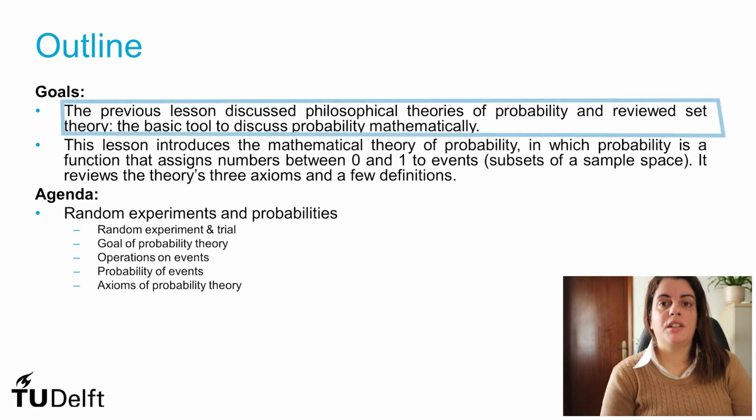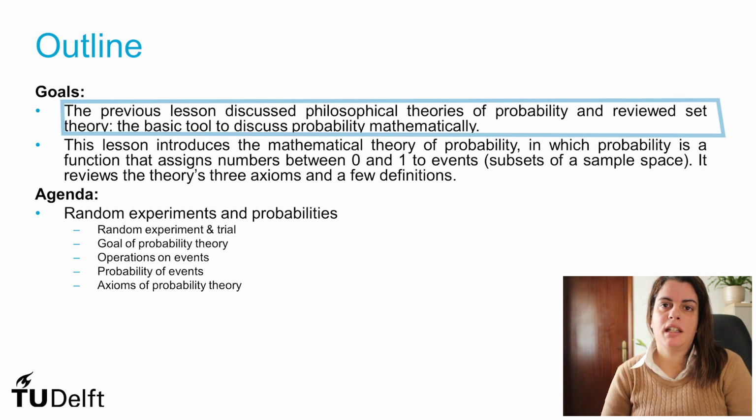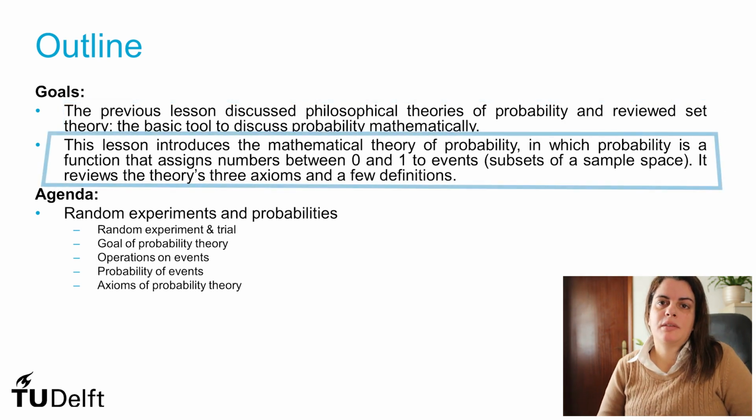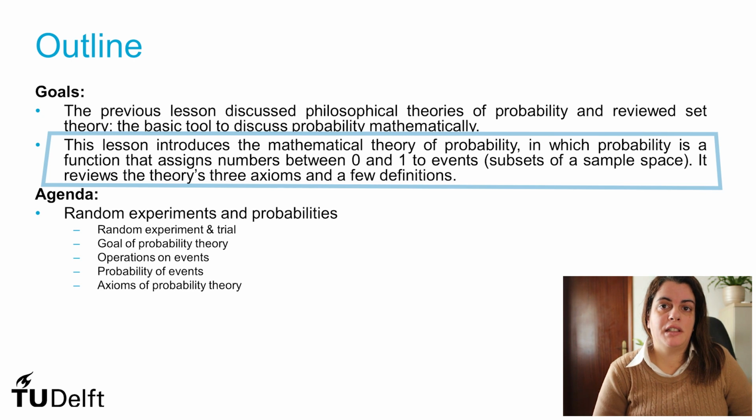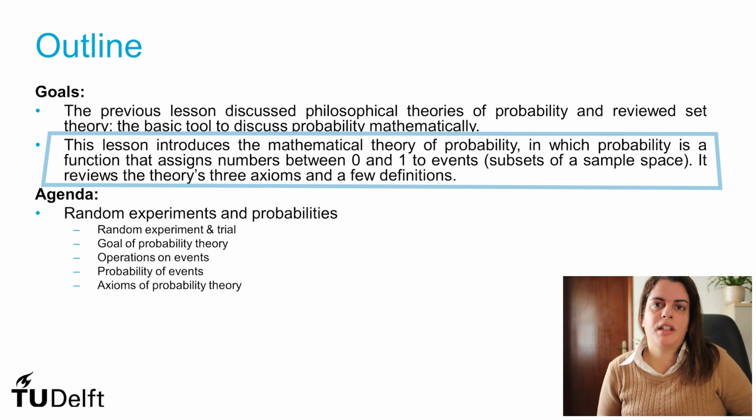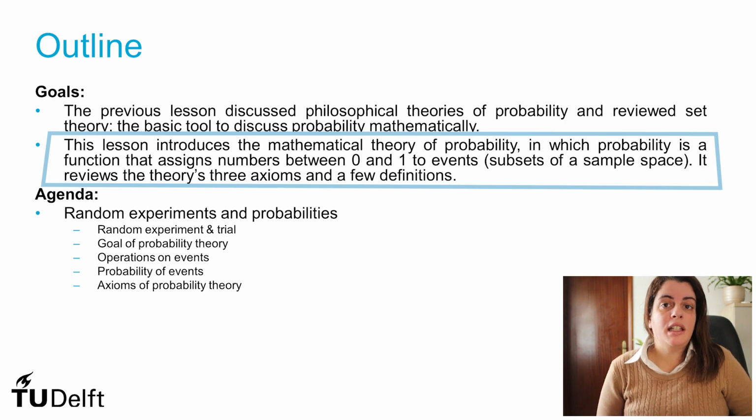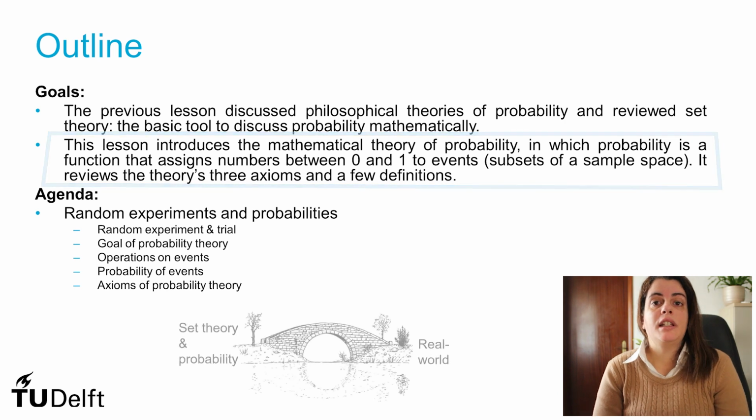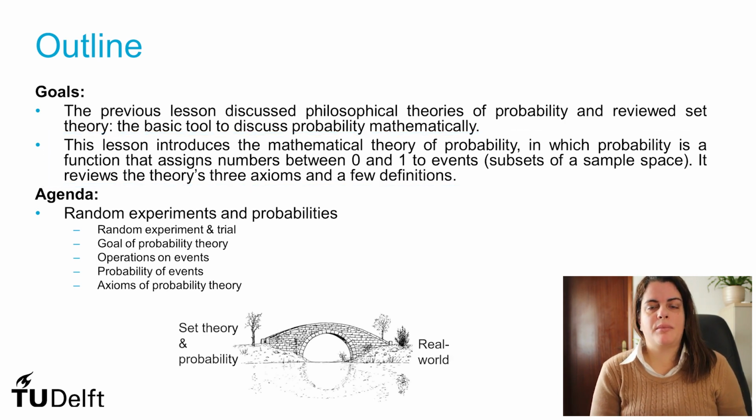In the previous lesson we talked about philosophies of probability and also reviewed some basic concepts from set theory. This lesson introduces the mathematical theory of probability, which is simply a function that assigns numbers from 0 to 1 to a certain event, which is a subset of interest from the sample space. The theory is based on 3 axioms that we will talk about, and we will also discuss some definitions that can be demonstrated from the axioms. In summary, this lesson tries to bridge what we already know from set theory to the real world when we try to solve problems that involve probabilities.